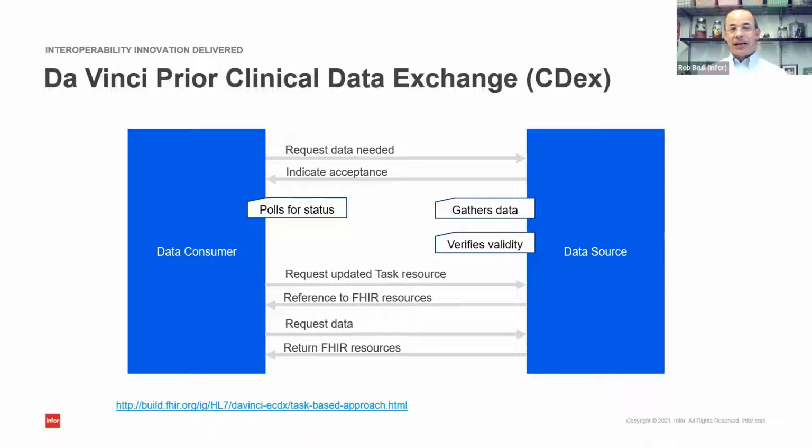back and gives us a link that we can use to poll, or to continually check to see when that data is ready, because it might not be ready immediately. So we can use that URL, or that link we get, to poll for status. In the meantime, the data source on the other side needs to go gather the data, but then they also need to verify that that data really can be sent or should be sent. And this can be manual intervention, or it could be an automated check that's done.